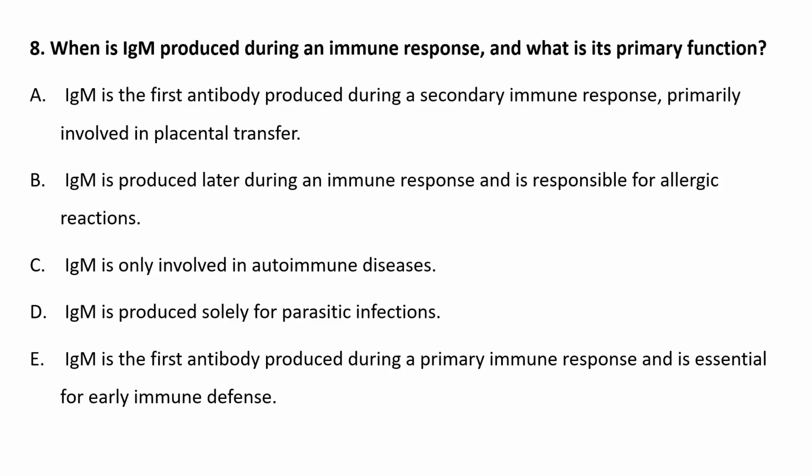The next question was, when is IgM produced during an immune response and what is its primary function? So we have seen the details of IgM in so many slides: IgM is the first antibody produced during the primary immune response and is essential for early immune defense. So let's check out the other options. IgM is the first antibody produced during secondary immune response? No, this is produced in the primary immune response.